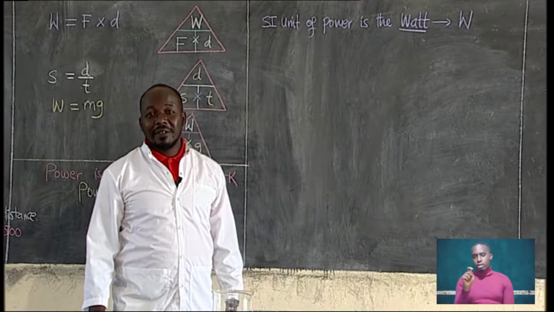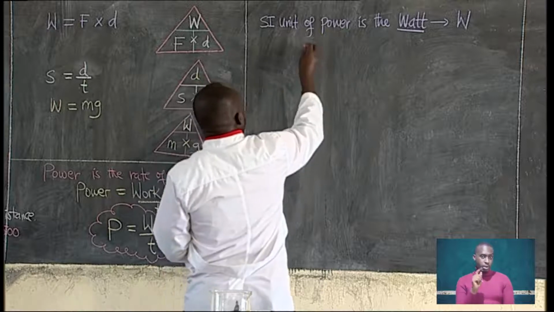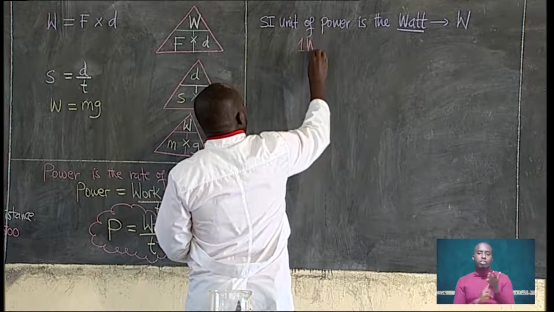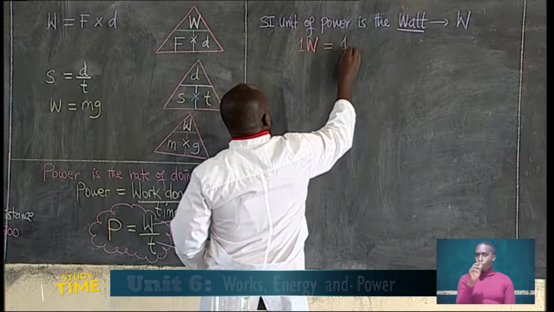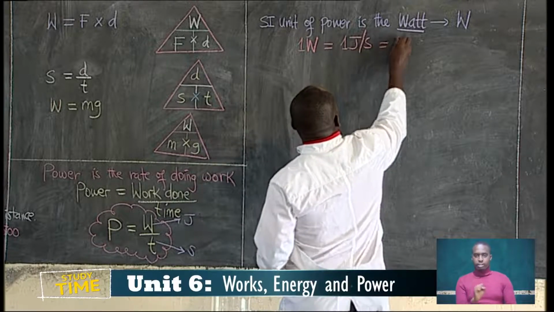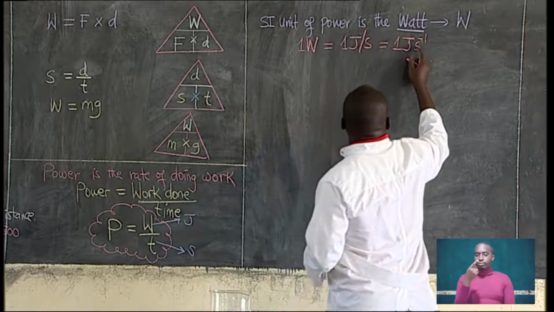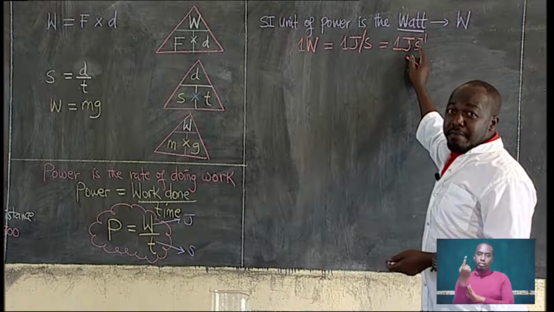That is a watt. And this watt, me, I like using colors. 1 watt is equal to 1 joule per second, which you can also write as 1 J s^-1. Remember, it is small s.